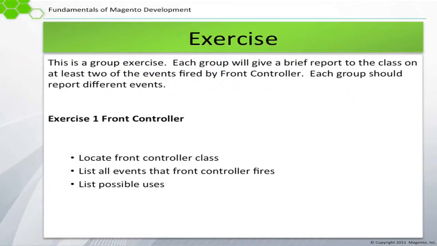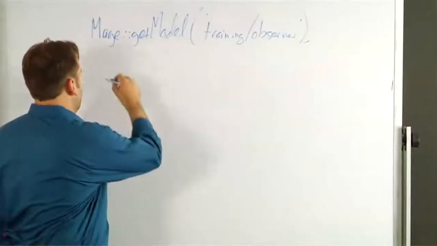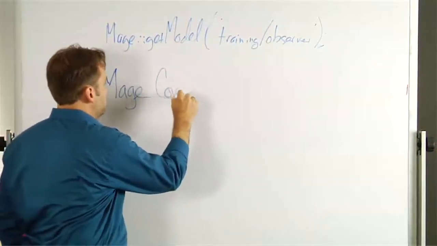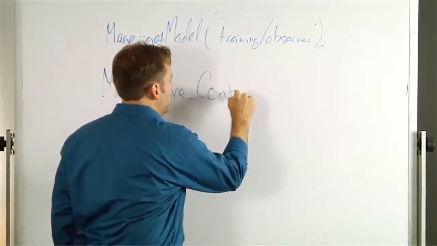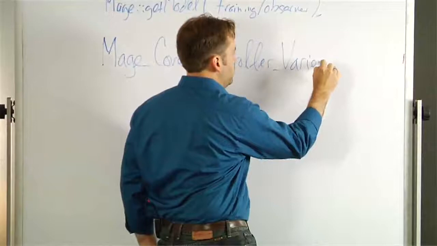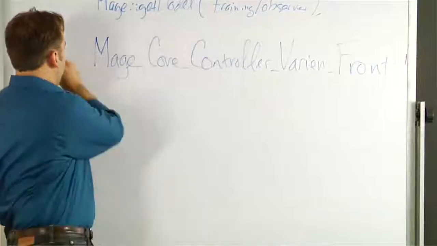Okay, so now an exercise. Locate the front controller class, Mage_Core_Controller_Varien_Front. List all the events that the front controller fires. Let's see. Okay, so let's find this. So this class, I'll go ahead and write it up here. It should be in your book in a couple places, but this is a great place to look if you want some more insight into the internals, Mage_Core_Controller_Varien_Front.